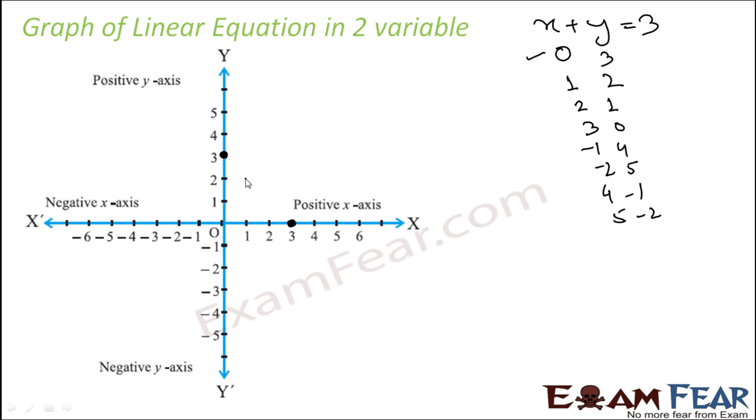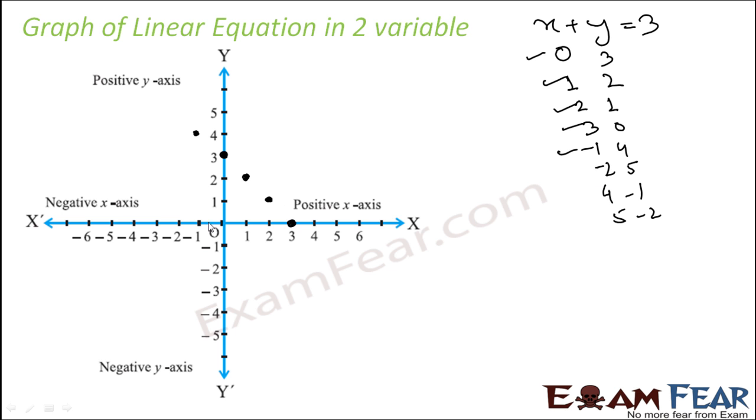You put the point, you'll get some point here. x is 2, y is 1. You'll plot a point, you'll get some point here. x is minus 1, y is 4. So you'll get a point somewhere here.